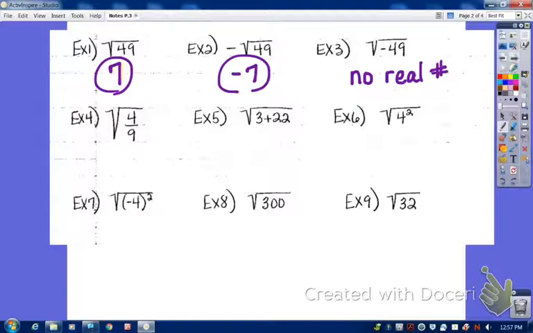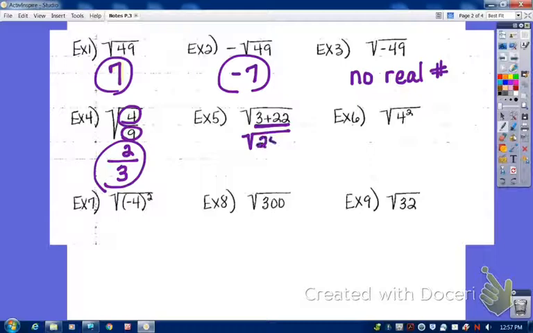Example 4, you're going to take the square root of a fraction by taking the square root of the top. The square root of 4 is 2, and you're going to take the square root of the bottom, which is 3. So the square root of 4 over 9 is 2/3. If you have any operation to do underneath your radical sign, you're going to go ahead and add, subtract, multiply, or divide and get one number. So 3 plus 22 is 25. So that problem really says the square root of 25, and the square root of 25 is 5.